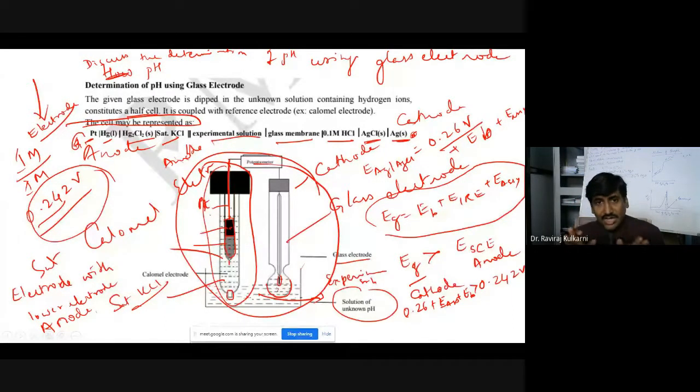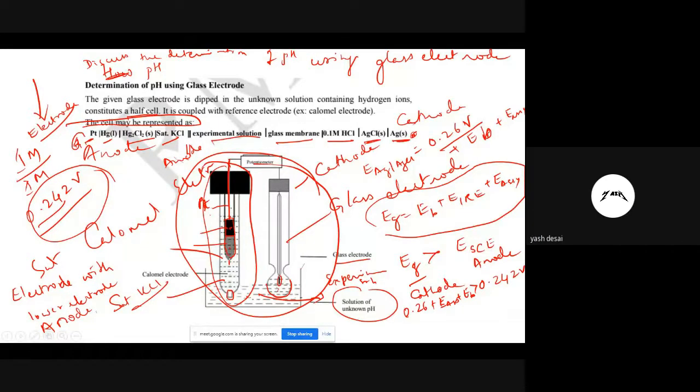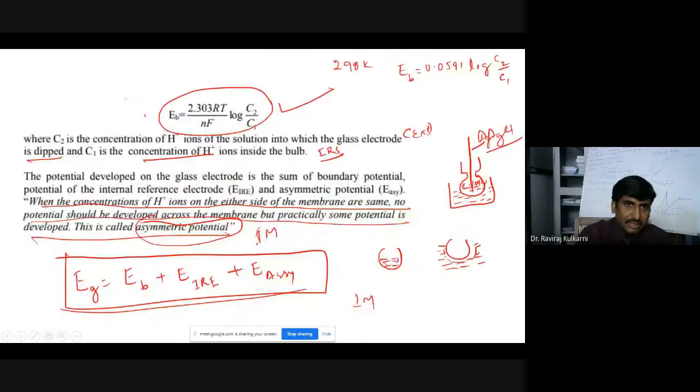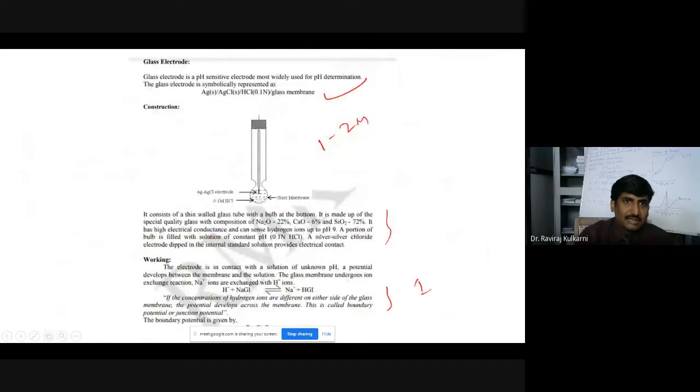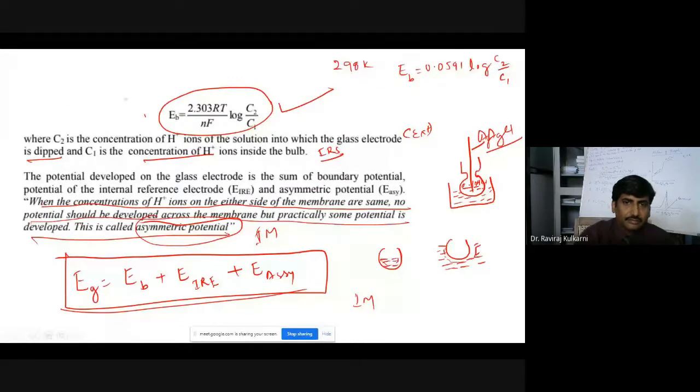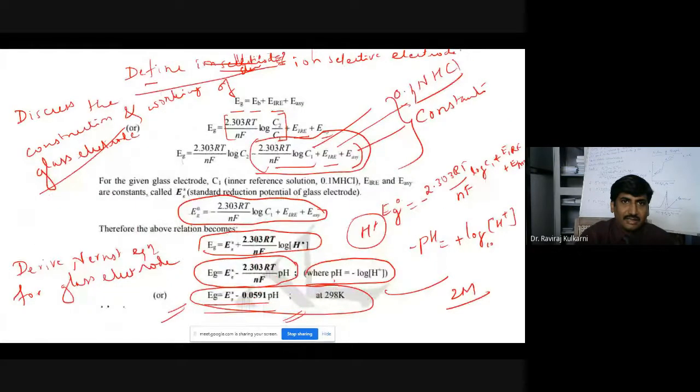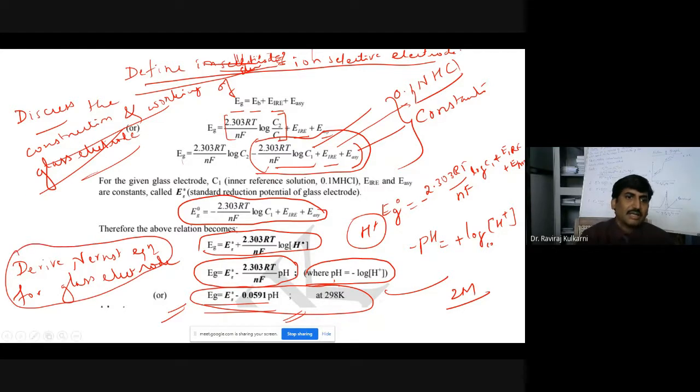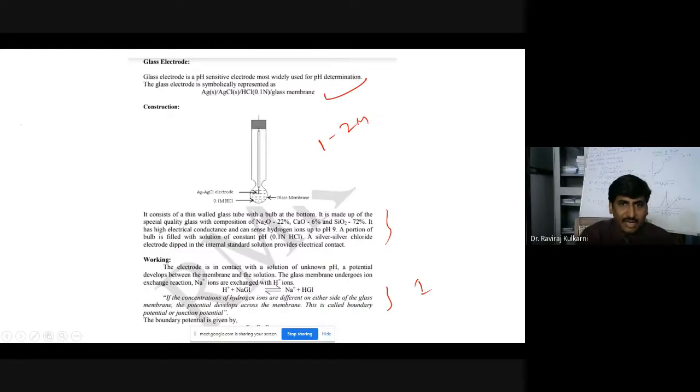Okay, what kind of questions they ask. In the first discussion, they may ask you to define ion selective electrode and discuss the construction and working of glass electrode. So usually it carries 7 to 8 marks. Or instead of this, they may ask you to derive the Nernst equation for glass electrode. In that case, you have to write all these things.